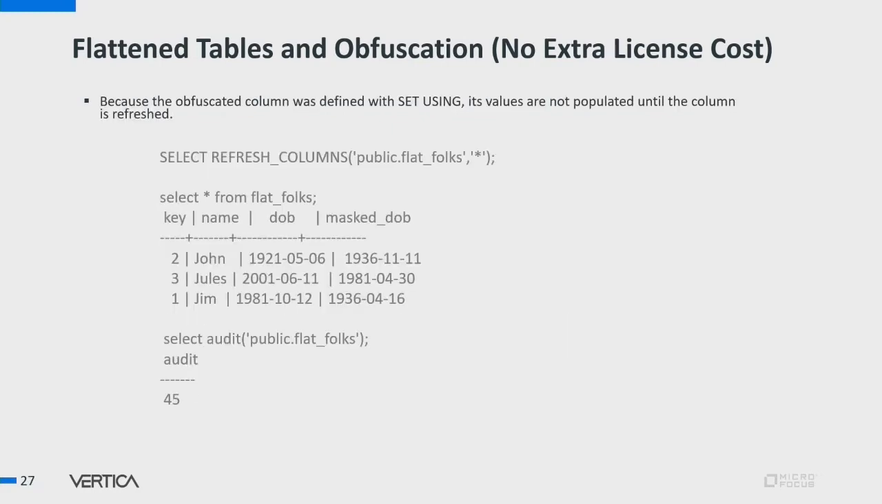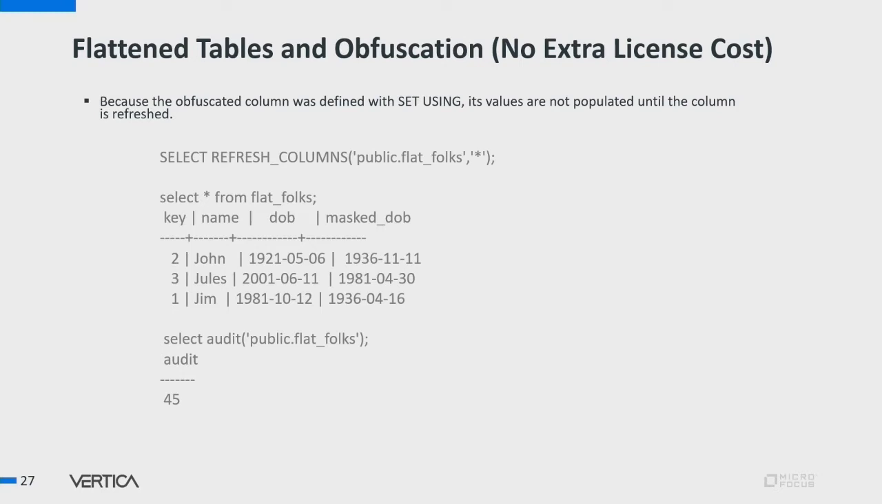Because the obfuscated column was defined using SET USING, its values are not populated until the column is refreshed. So there is a meta function called REFRESH_COLUMNS that I can run to populate any column that was defined with a SET USING. And then if I look at the end result in my flattened table, I can see that now I have a date of birth and a masked date of birth. If I run an audit on that flattened table, I can see my footprint is still 45.